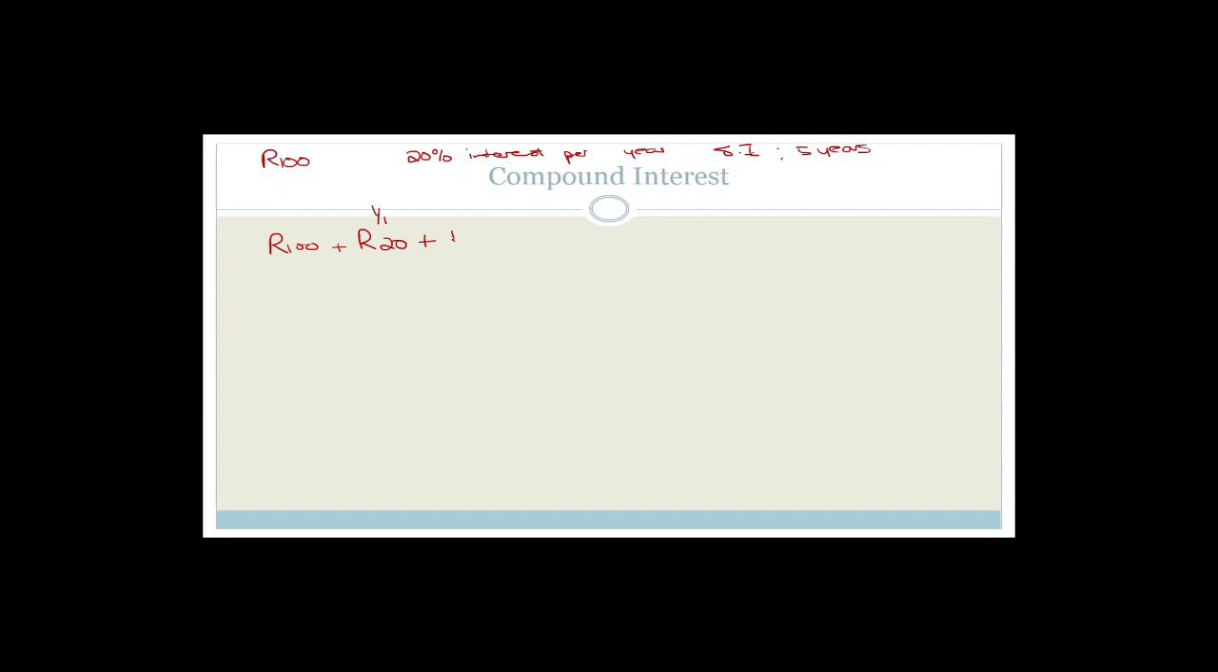At the end of year two, you'd owe me just another 20 rand. At the end of year three, you would owe me another 20 rand. Do you get the gist? If you just keep adding the same interest every time. So let's make that 3 years because now I'm bored. That means that at the end of 3 years, you would owe me 160 rand. Okay, that is it.